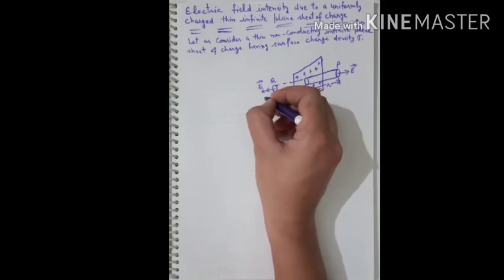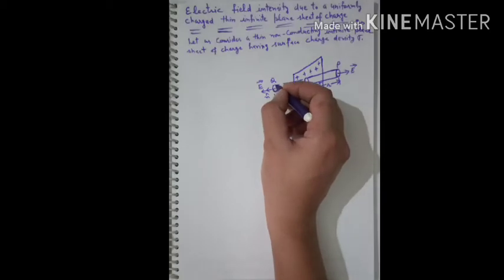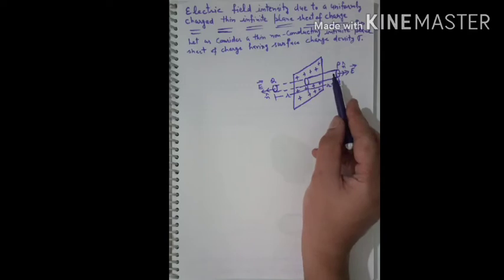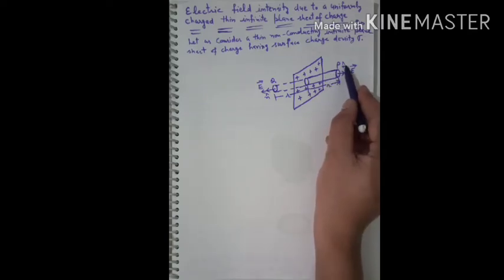N cap is the unit vector normal to this surface area. So at these two ends, P and Q, the electric field intensity and N cap are both parallel to each other, meaning they are in the same direction, so they participate in electric flux.